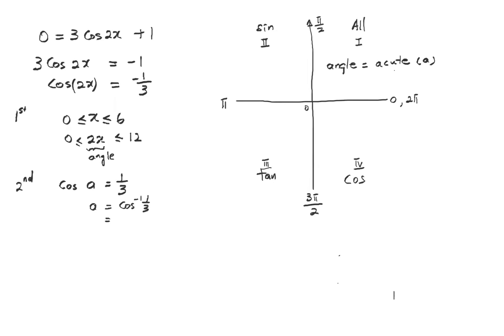Everything will go around with the acute angle. So acute angle means you don't care about the sign. You just get the positive value. Are you okay? Can someone tell me what is the size of the acute angle for this case? 1.23. Okay, 1.231.